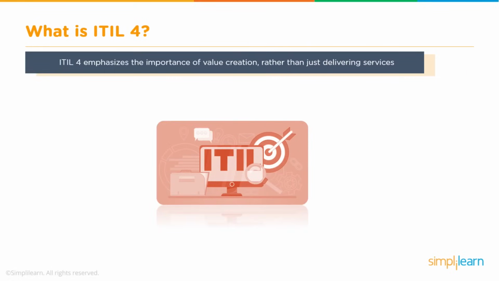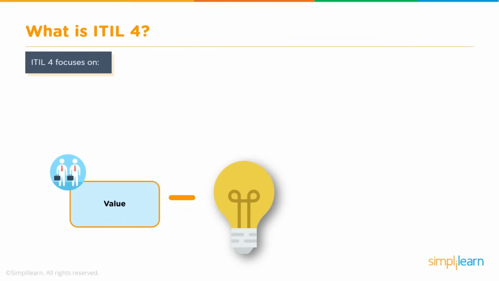ITIL 4 emphasizes the importance of value creation rather than just delivering services. This involves value. Always, as Lean mentioned repeatedly, value should be from the customer perspective. So there should be an outcome. Generally, we use the term output for the products or services which are created. But by using that product or service, one has to realize the value created by it. That requires certain outcomes.